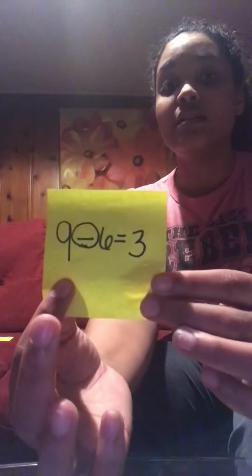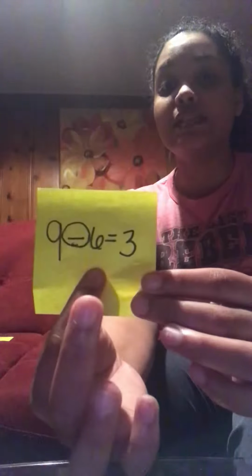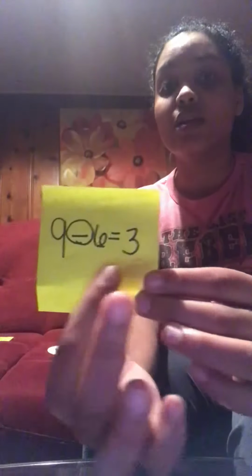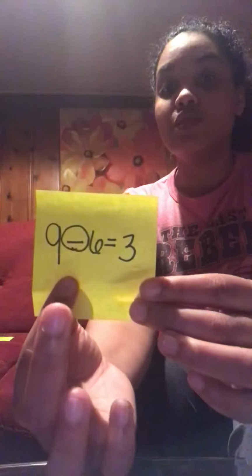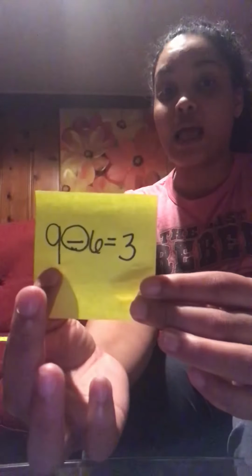So 9 subtract 6 equals 3. But we're going to say it: you took 6 away from 9, which left you 3.